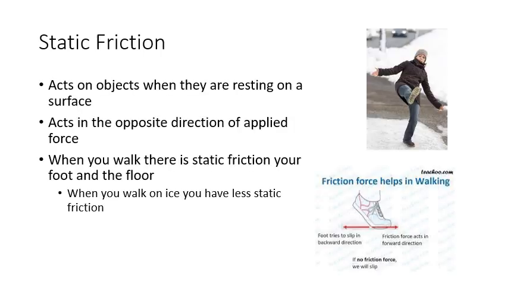First one is static, and static acts on objects when they are resting on a surface. Now, even though you're thinking, well, when somebody's walking, they're moving. Well, just for a second, as you put your foot down on the ground, your foot is not moving. It's in contact with the floor. And static friction acts in the opposite direction of the force applied. So as my foot is pushing backwards, because that's how I walk, the floor would actually be using static friction to push me forward. So when you walk, there's static friction between your foot and the floor.